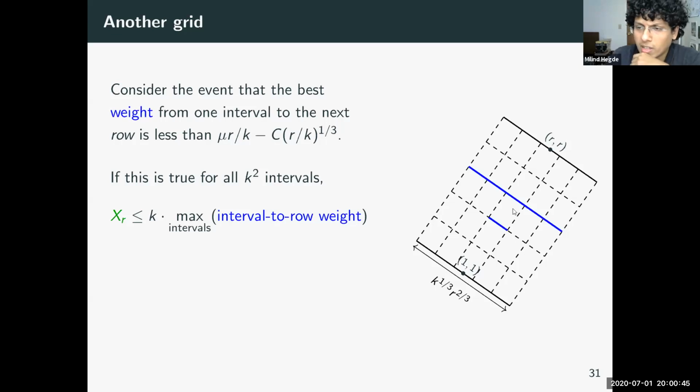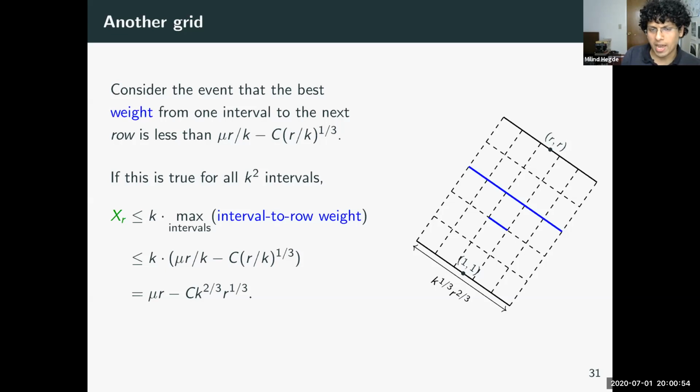And if you know that each of those interval-to-row weights is small, well, obviously the whole thing also has to be similarly small. So this is less than or equal to k times, so we're just taking this quantity from over here and putting it over here. So less than k times (mu r over k minus the fluctuation), which is again the familiar expression now of mu r minus k to the 2/3 r to the 1/3. And again, of course, k is of order t to the 3/2, so this is mu r minus t r to the 1/3, basically.